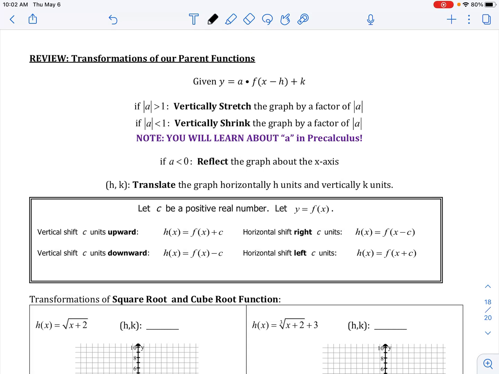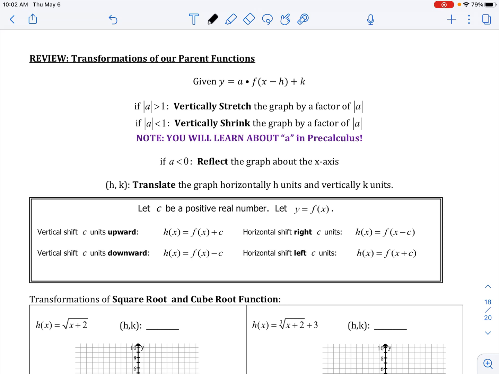Let's talk about transforming functions. If we take our basic function and we move it around the coordinate plane, mathematically speaking, we call that transforming it in the coordinate plane. We can apply several rules to that.